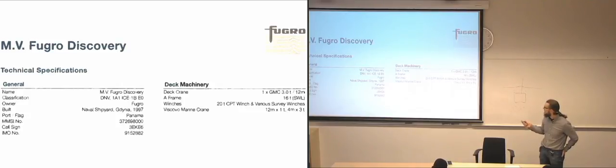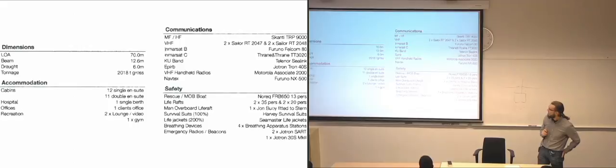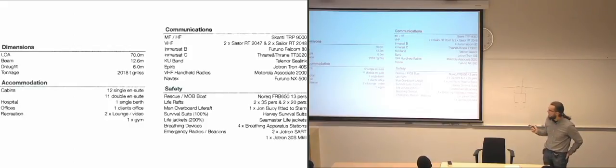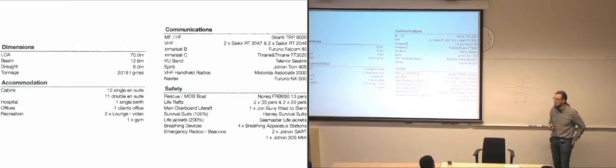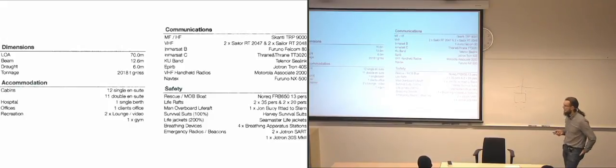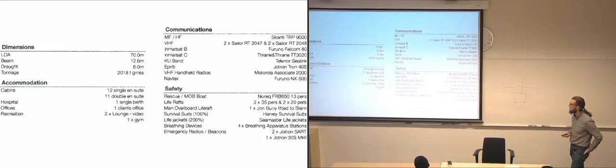We can see it has the A-frame with the crane, 16 tons. Try to single out stuff that is familiar to us here, that we've looked at before. So in their accommodations, they have 12 single cabins, one double one, and they have one bed in their hospital. So they can only handle one serious injury or sickness before they basically need to start using cabins in order to do it. So here they only have two rooms, which are lounges or video rooms, and one fitness center, basically a gym.